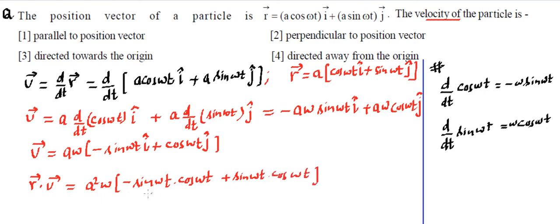If you see it carefully, then you'll find the bracketed stuff is equal and opposite. That means it is 0. Then that means r dot v came out to be 0. Since r dot v came out to be 0, we can claim from here that if the dot product of two non-zero vectors is 0, that means the two vectors are perpendicular to each other. That means velocity vector is perpendicular to position vector, and that's how we can find our answer. So velocity vector is perpendicular to position vector.